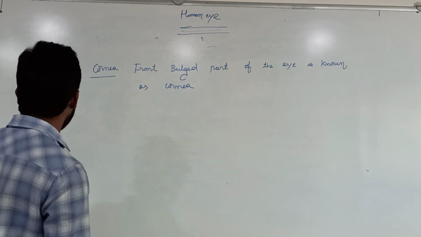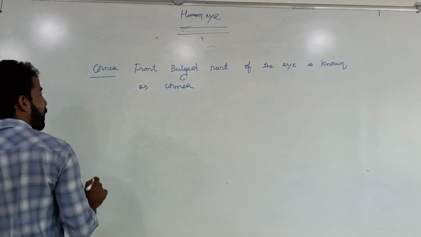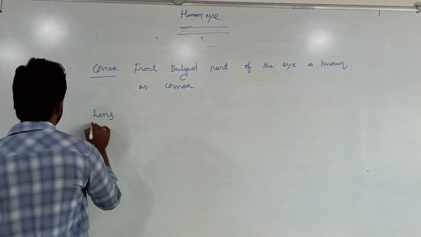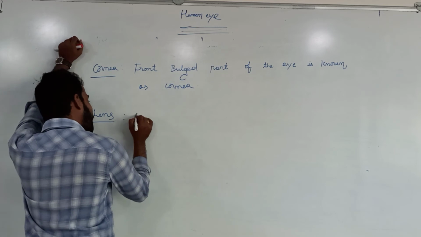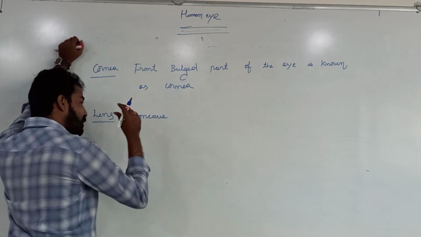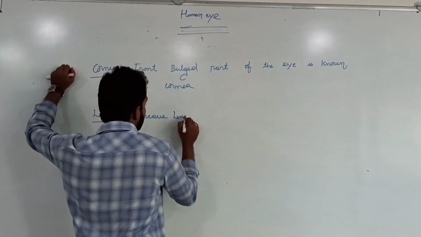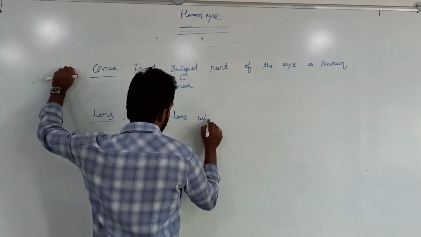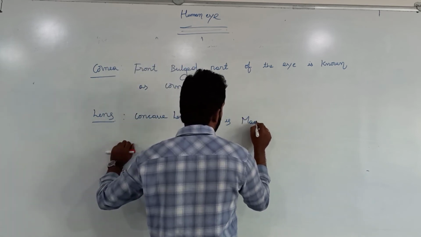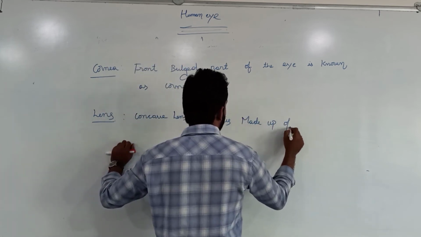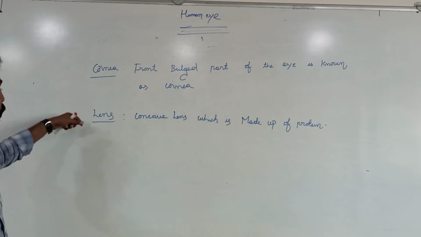Now the next part, after the cornea, is the lens. So what is a lens? A lens is basically made up of protein. The eye lens we are talking about is concave in shape. So it is a concave lens, which is made up of protein. So this is what a lens is.